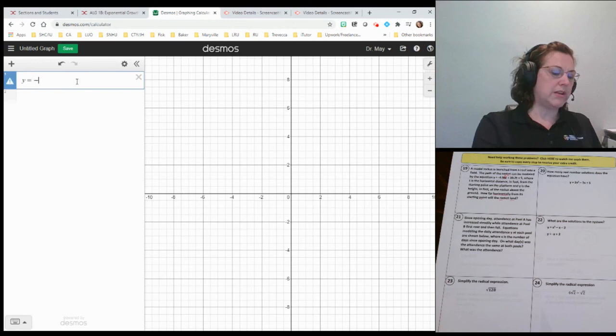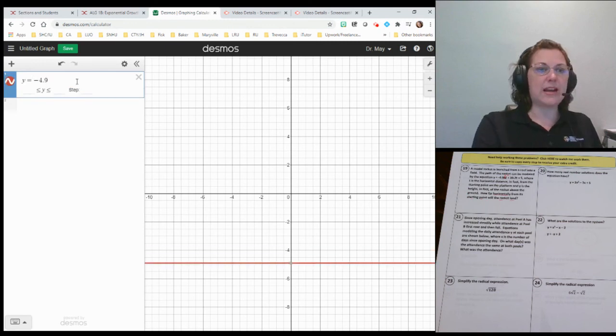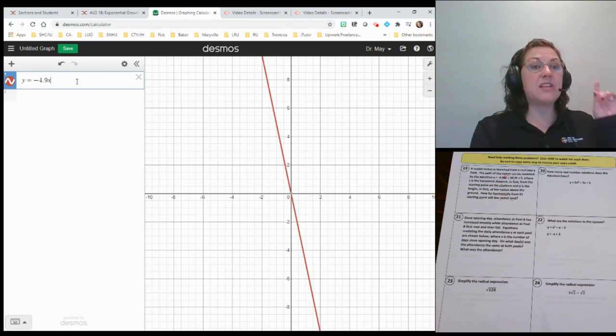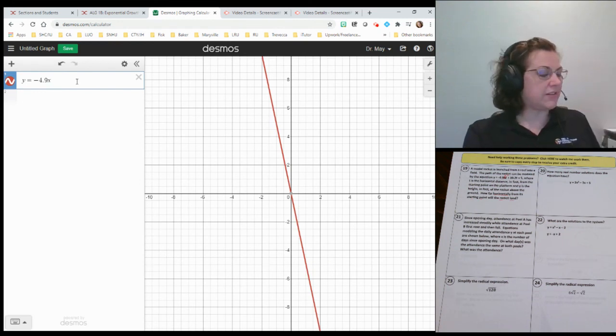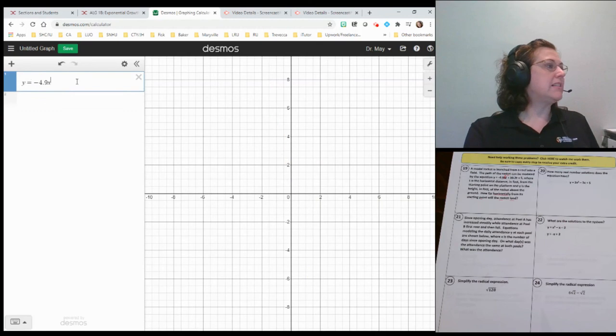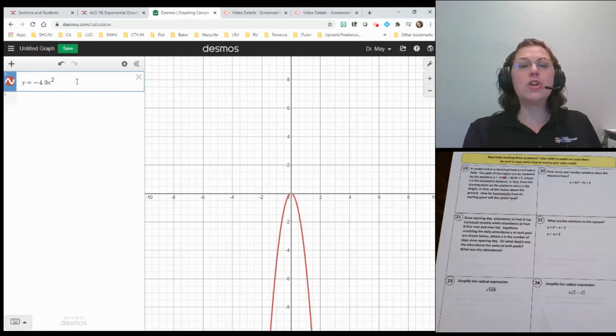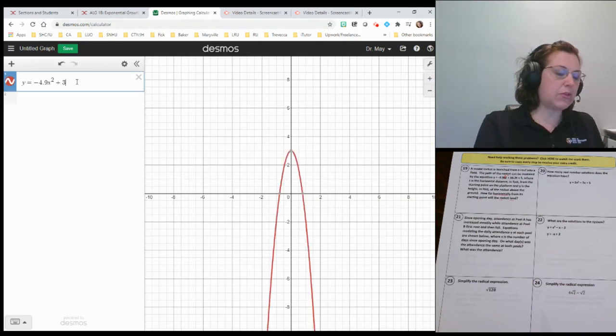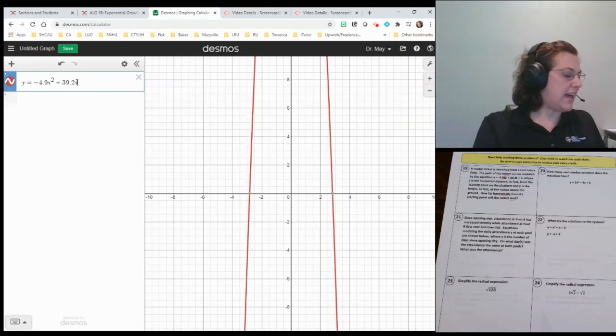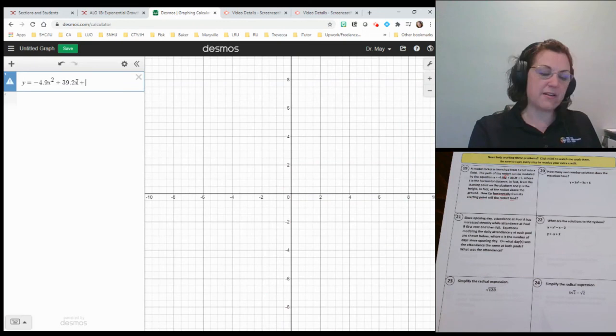Y equals negative 4.9. You'll have to use x here instead of t. X, then use your caret, that's shift 6, and type a 2 for your exponent. Use your right arrow to come out of the exponent and type your 39.2x plus 5.